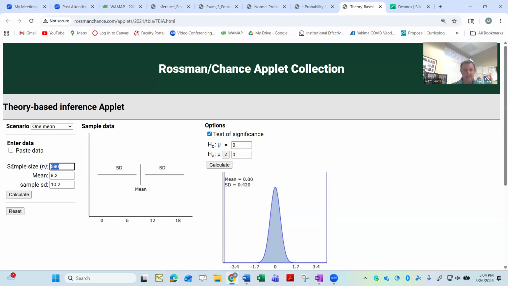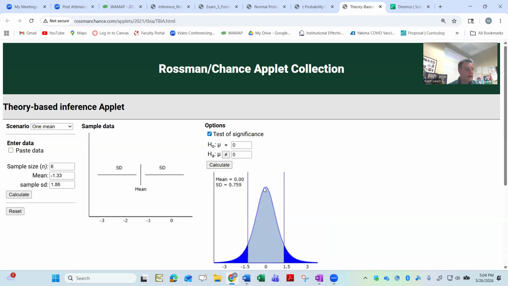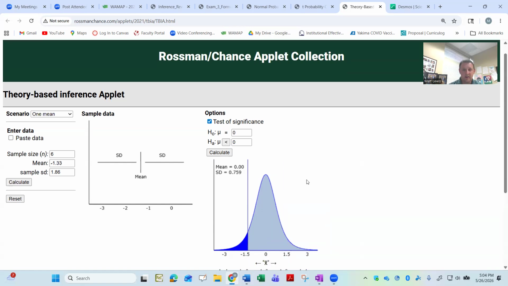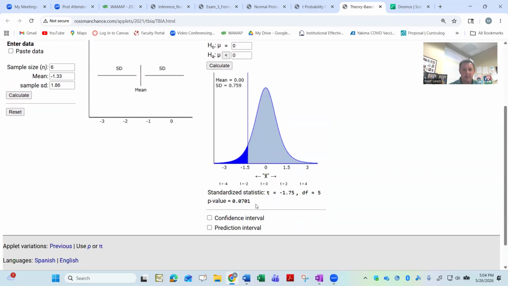So sample size is 6, negative 1.33, and standard deviation of 1.86. Calculate, and I'm going to switch this over to less than. And so there's our p-value, 0.0701.